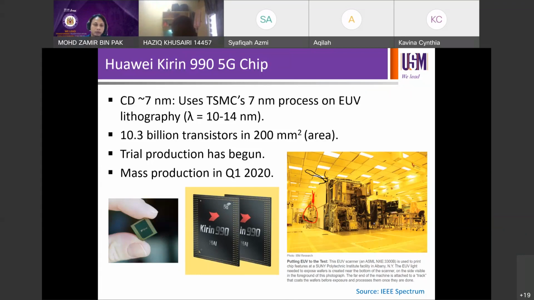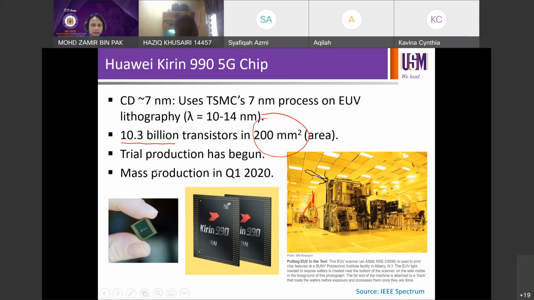Okay, so if you talk about the Kirin 990 chip, it contains about 10.3 billion transistors in 100 mm area. So in such a small area, you have 10.3 billion transistors, enabled by the EUV lithography process. Of course, it doesn't depend only on EUV, we have some other different processes as well to realize the chip. But one key process for the fabrication is called lithography, the printing of the chip using light.